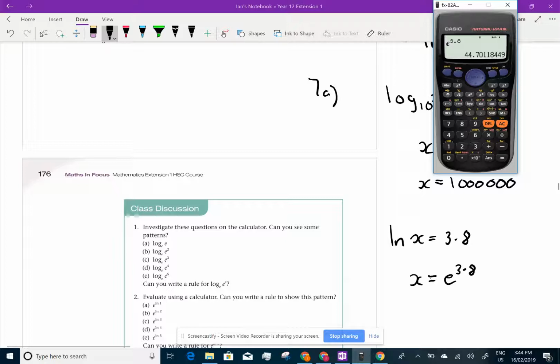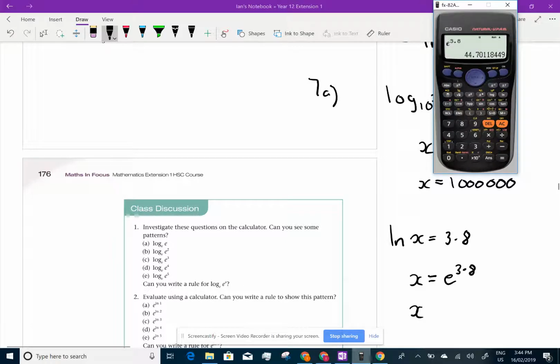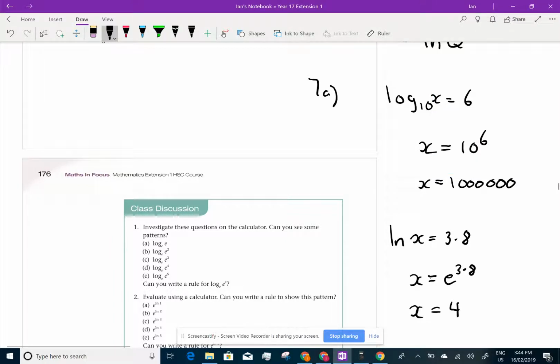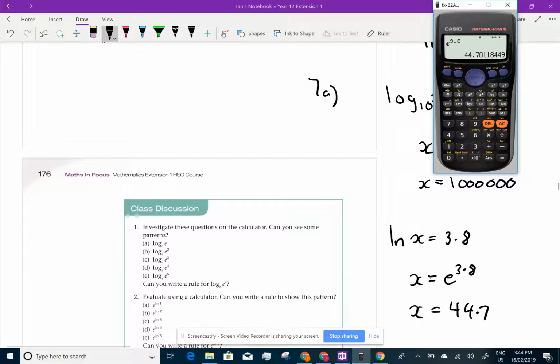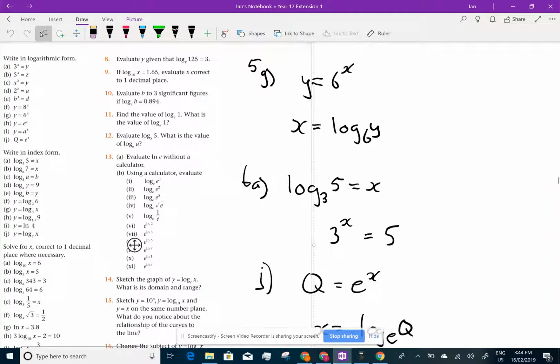Now, how do I know that I'm right? Well, if that's what x is, what is it? 44.7. If I take ln of my answer, I should get 3.8. Oh, yes, I do. So I know I'm right again. So there's 7. 8's going to be the same. They're just going to be variations of these. Round to 3 significant figures.